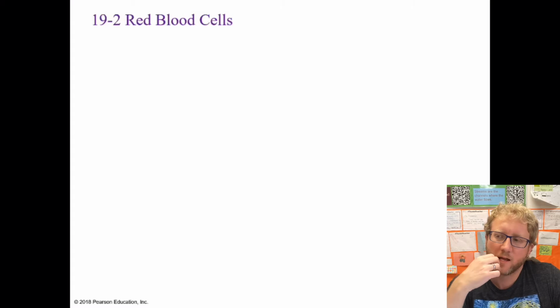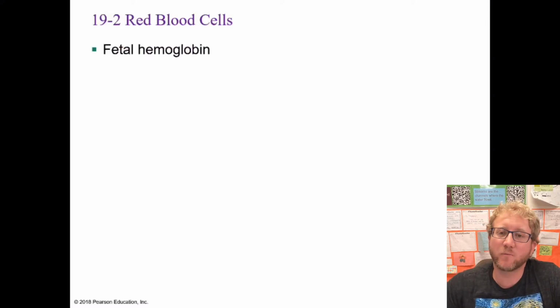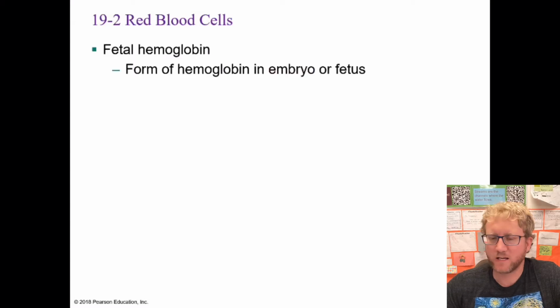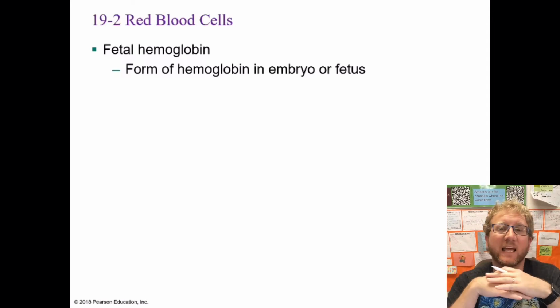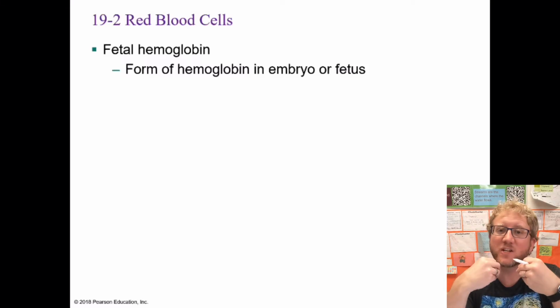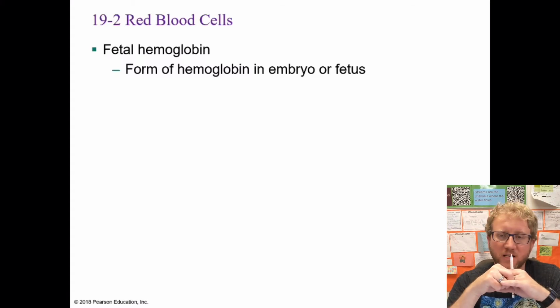Fetal hemoglobin, which is hemoglobin in a developing fetus who hasn't been born yet, binds to oxygen a lot more easily than the maternal hemoglobin, and that's really important because we have more oxygen in the air around us than can be dissolved in a liquid at any point. And so the fetus needs to be able to take in as much of that oxygen that's dissolved in the mother's blood as possible.